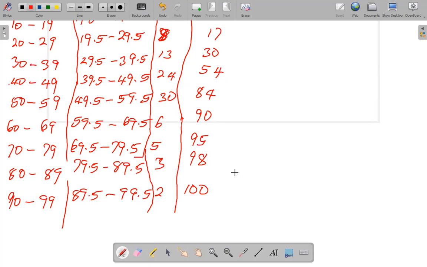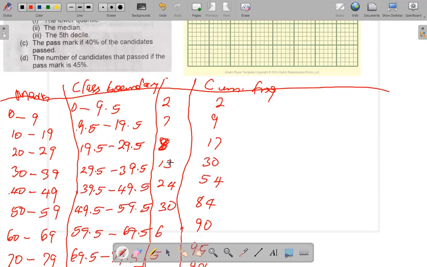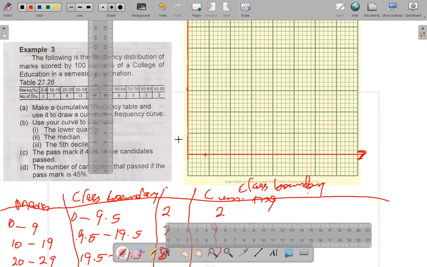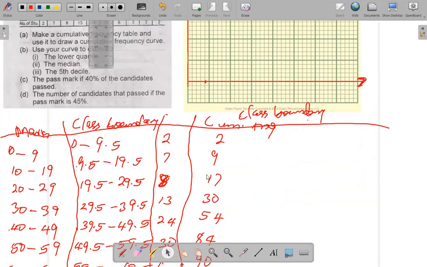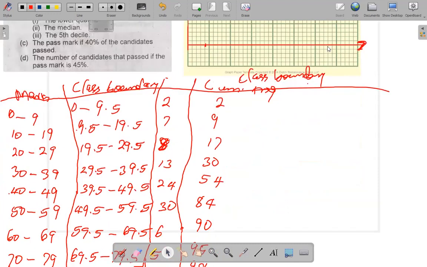With this information, now we can plot the cumulative frequency curve. Remember, in plotting a cumulative frequency curve, the cumulative frequency is on the y-axis, while the class boundary is on the x-axis. So having our x and y-axis, the next thing is to choose a scale that will accommodate the values that we have. The class boundary will be on the x-axis, while the cumulative frequency will be on the y-axis.